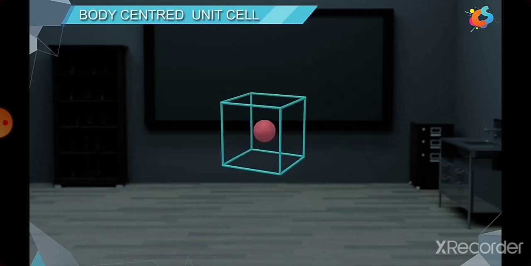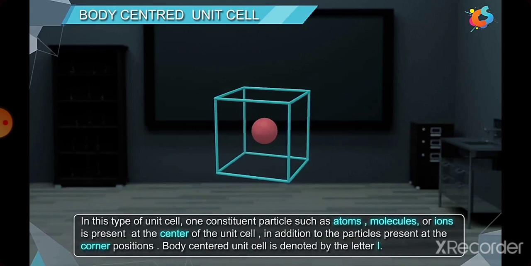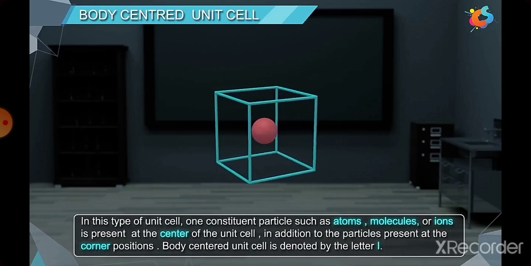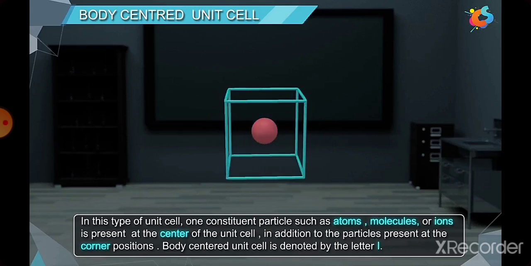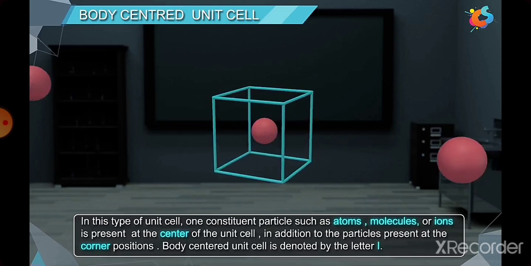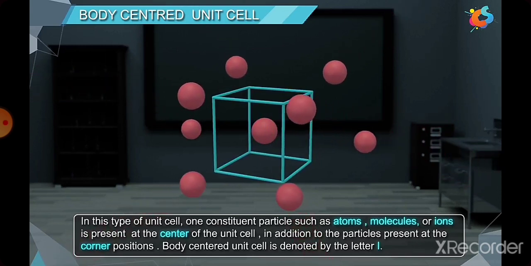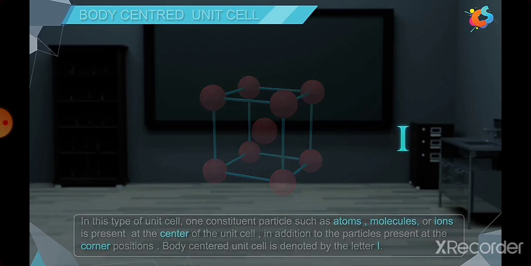Body-centered unit cell: in this type of unit cell, one constituent particle such as an atom, molecule or ion is present at the center of the unit cell, in addition to the particles present at the corner positions. A body-centered unit cell is denoted by the letter I.